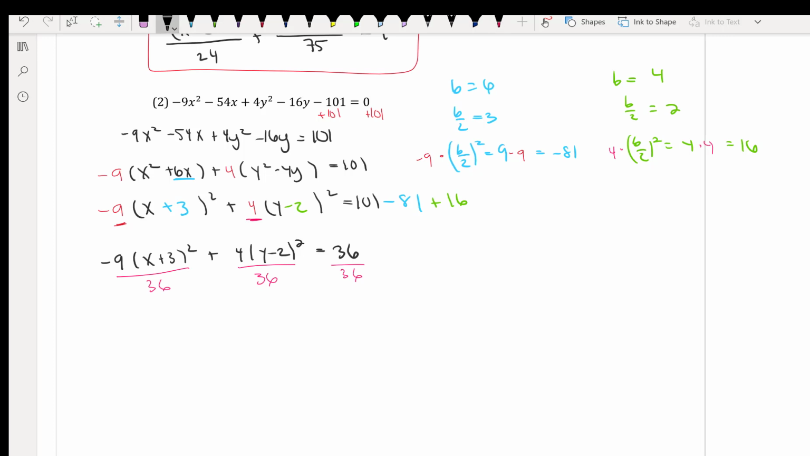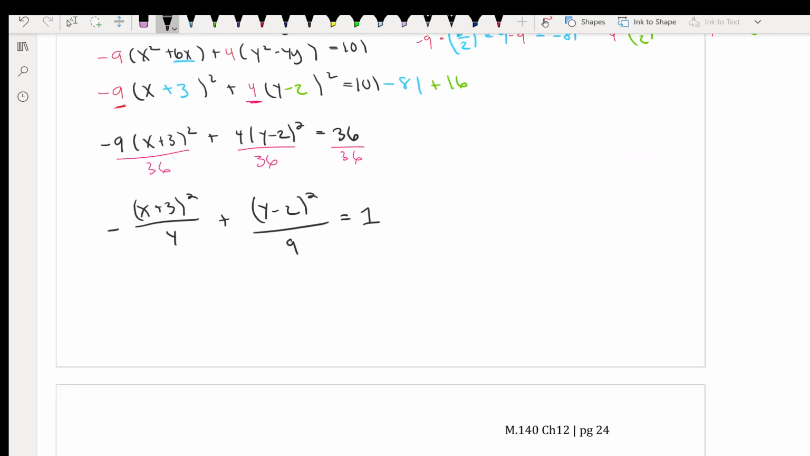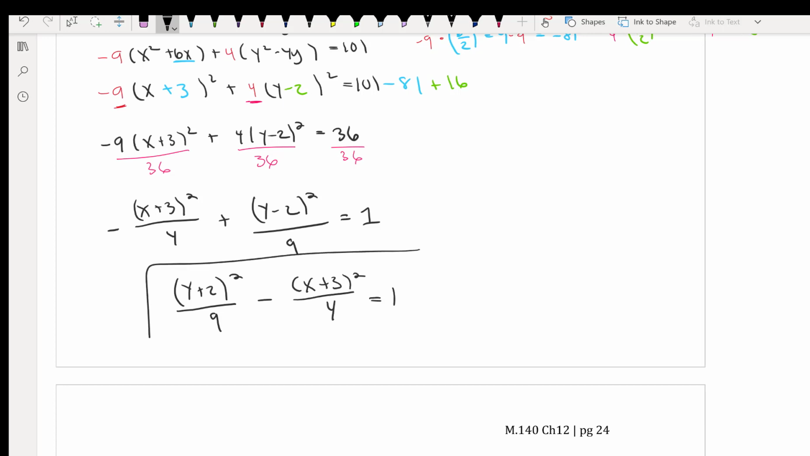So my fraction, negative 9 divided by 36, I'll have an (x plus 3) squared over 4, and that's negative, plus my (y minus 2) squared, and my fraction, 4 divided by 36, that's going to give me a 9, and I also have this equal to 1. So to rewrite it, the subtraction you want in the middle, so I'm going to have this as (y plus 2) squared over 9 minus (x plus 3) squared over 4 equal to 1.